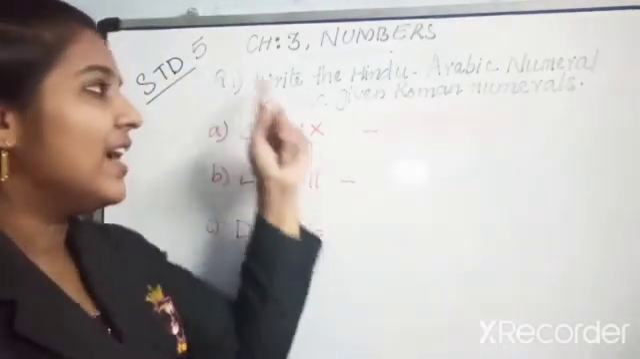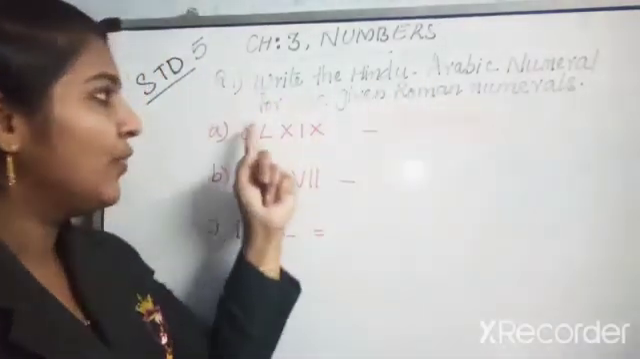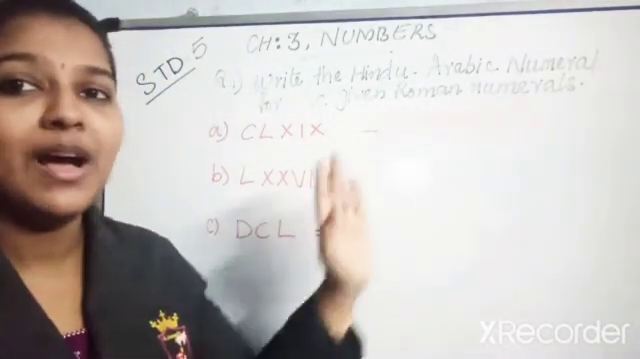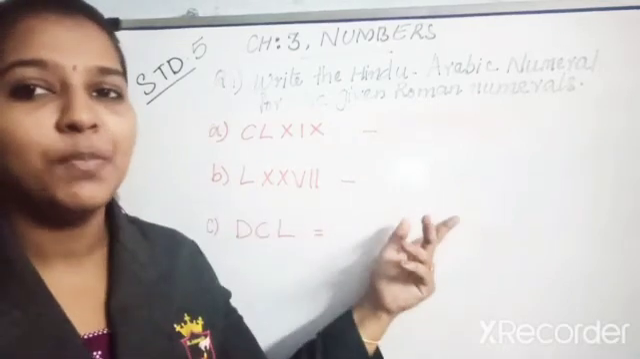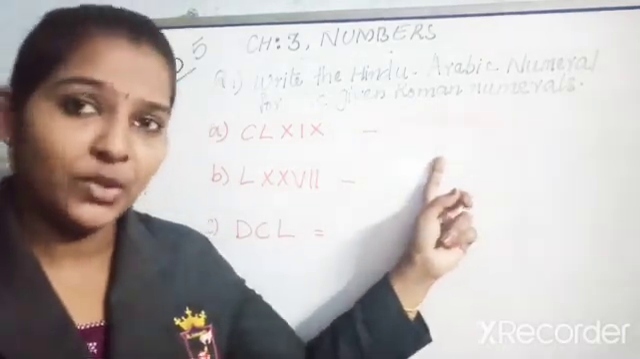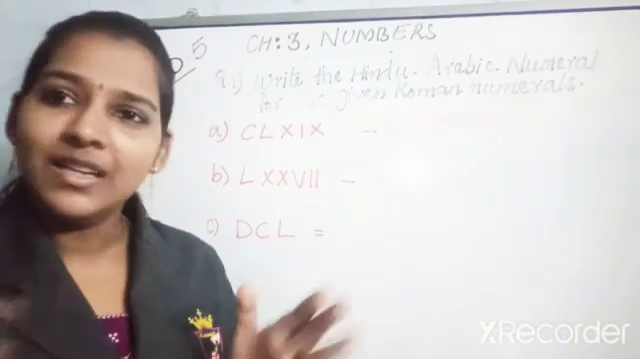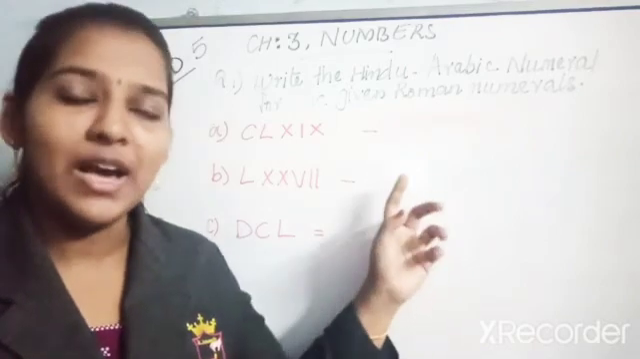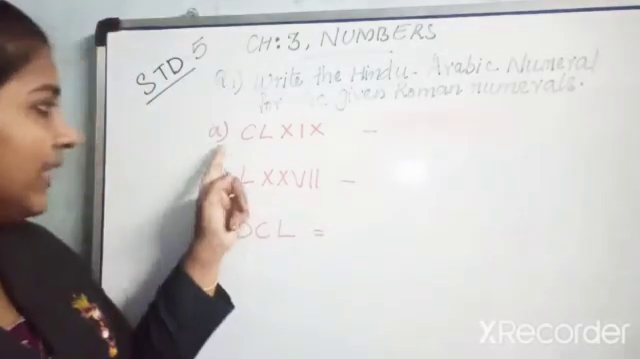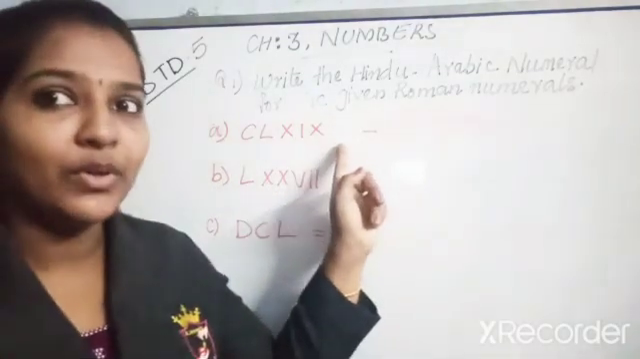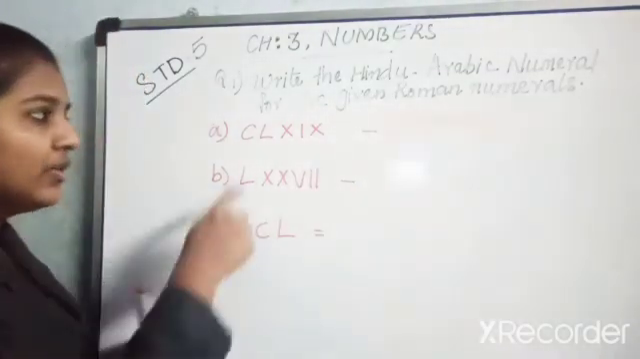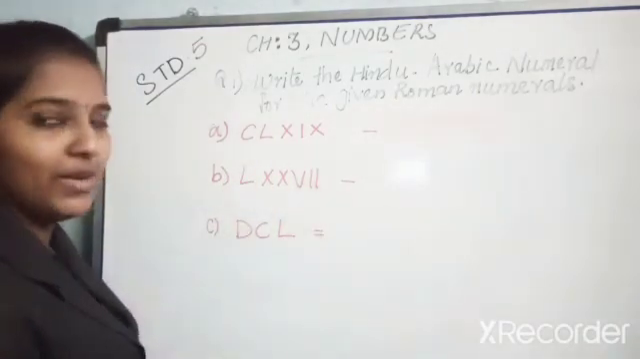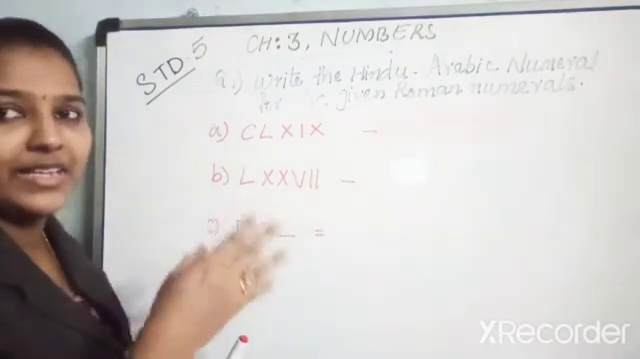The question is, write a Hindu-Arabic numeral for the given Roman numerals. Some Roman numbers are given here. You have to write the corresponding Hindu-Arabic numeral. Hindu-Arabic numeral means the counting numbers, the numbers which we are using in our day-to-day life. Okay. So look at the first one. It's a big number, isn't it? So here you can easily write it to the Hindu-Arabic numeral by splitting and writing the values.